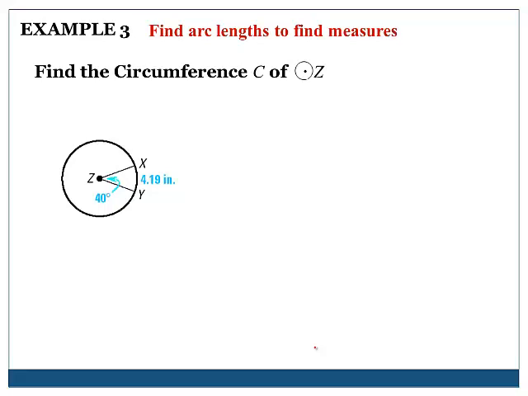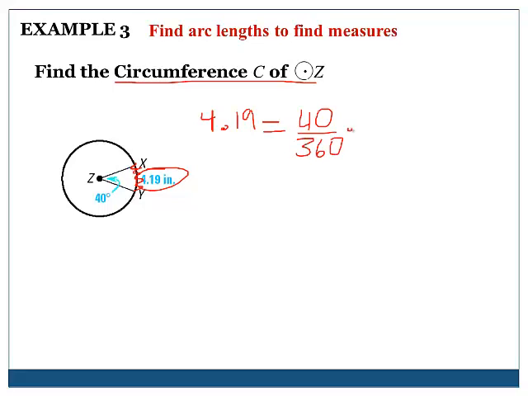Okay, so the previous two examples were basically just to get you comfortable with the formula. Now, I'm going to start asking certain things about the formula, and you're going to have to solve them algebraically. So it says now, find the circumference C of circle with center Z. So in the formula, what I know, XY's arc length, that's 4.19. That's the first part of the formula. That equals your central angle. Central angle in this case is 40. Divided by 360, that's part of the formula, times the circumference.